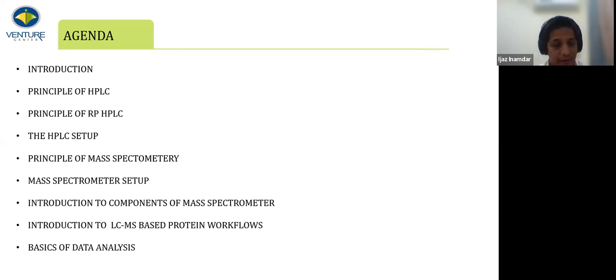Then we are going to talk briefly about the various modules in the mass spec, and then a little bit about the protein workflow. This will be the application part, where I'll show you some data that we generally generate in our laboratory, and I'll walk you through the basics of the data. So this is the agenda laid out for today.